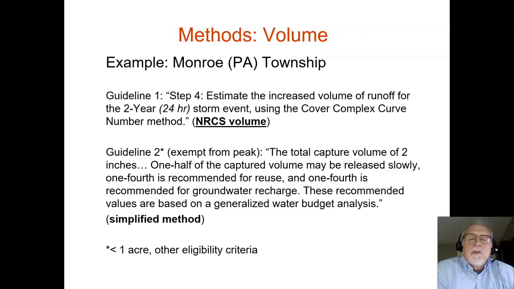Less than 1 acre, you can use guideline 2, which is the simplified method. And that's, you capture 2 inches, and then 1 inch of that's released slowly, 1/4 recommended for reuse, 1/4 recommended for groundwater recharge or infiltration from generalized water budget analysis. So really, for less than 1 acre, you just have to ensure that you are capturing those 2 inches, and then you have to release half of it slowly, and you got to get rid of the other half of it. So let's talk about the rational method.